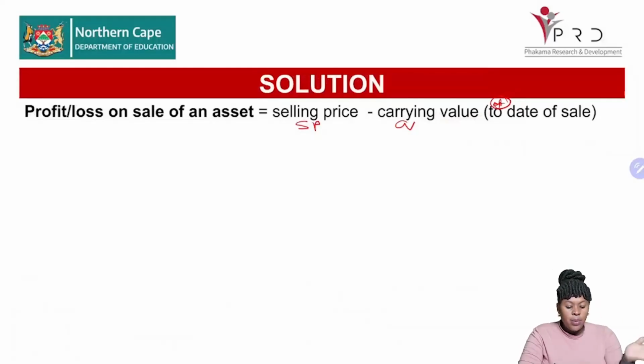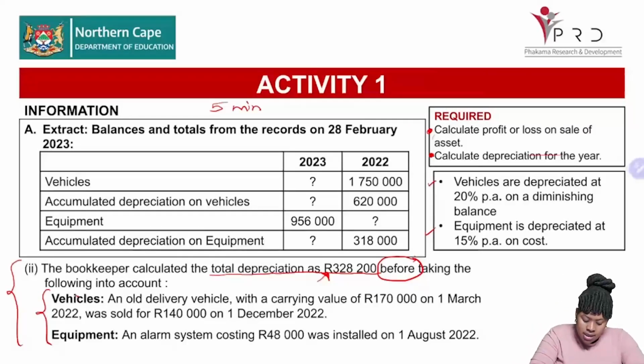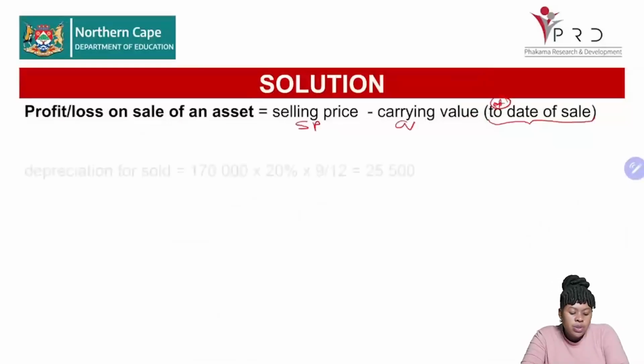It means that we have to calculate the depreciation for this current year for the number of months that we've actually had this asset. Because the information that's given to us here says that a delivery vehicle with a carrying value of 170 on 1 March 2022 was sold for 140 on 1 December 2024. They also say that our depreciation is calculated using the diminishing balance method, and it's going to be 20%.